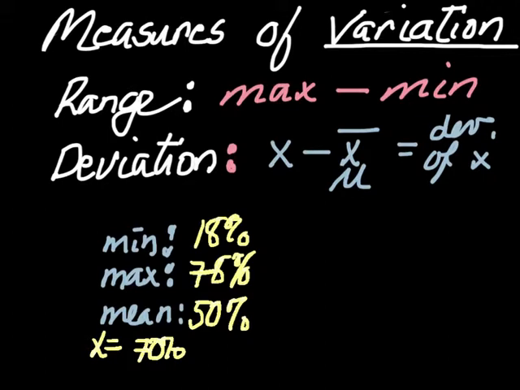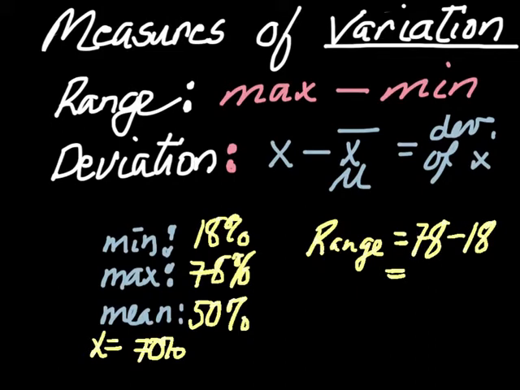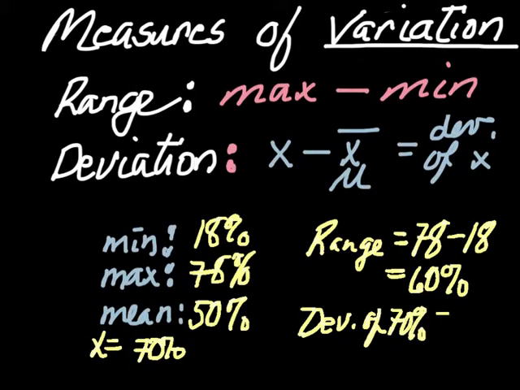Alright, so the minimum is 18, the max is 78. Therefore, the range is equal to the maximum minus the minimum, or in this case, a 60% range between the high and the low score. And the deviation of 70% is equal to 70 minus 50, the mean, which is 20%. So that person is above the mean.